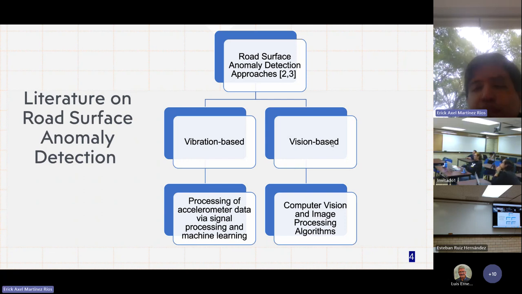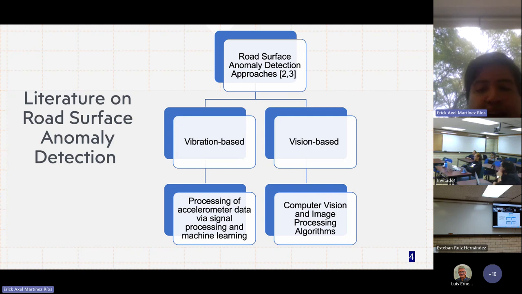In the case of vision-based techniques, the authors mainly employ computer vision and image processing algorithms to develop these systems that can automatically detect and classify these road surface anomalies. Nevertheless, one of the problems that vision-based techniques have is that they require specific hardware to perform the processing of the video or the camera data. On the other hand, we can find works that have proposed to use vibration-based techniques.